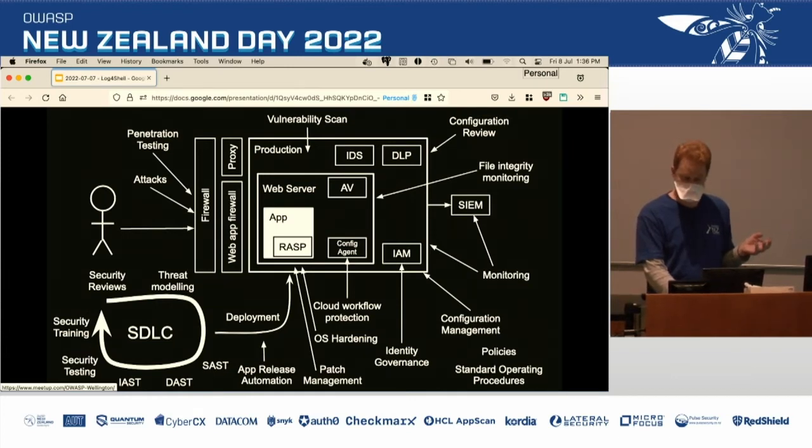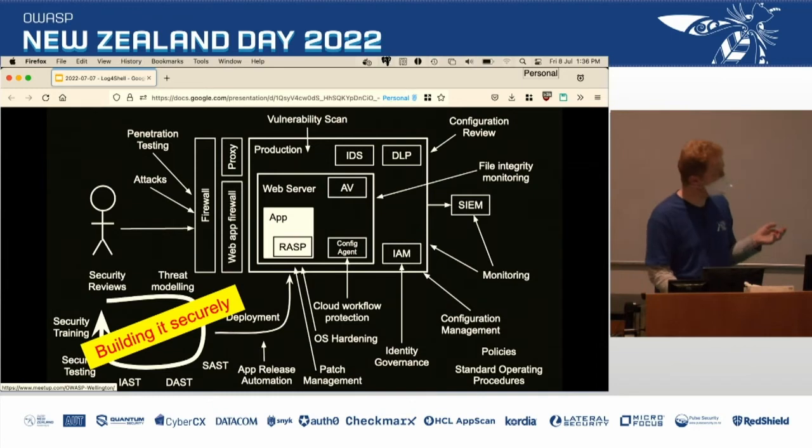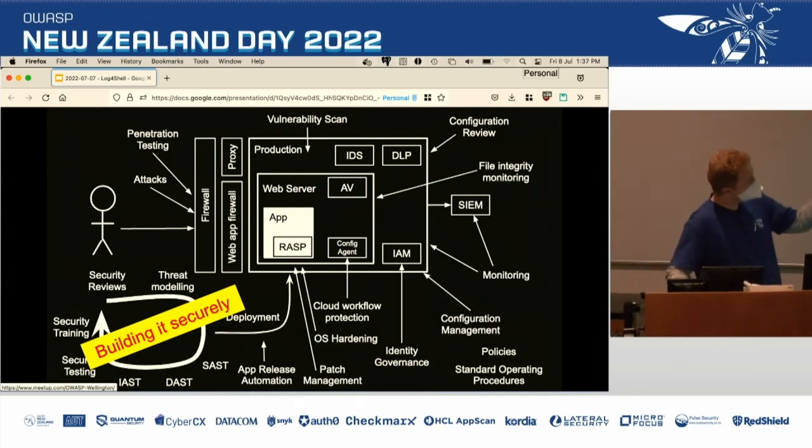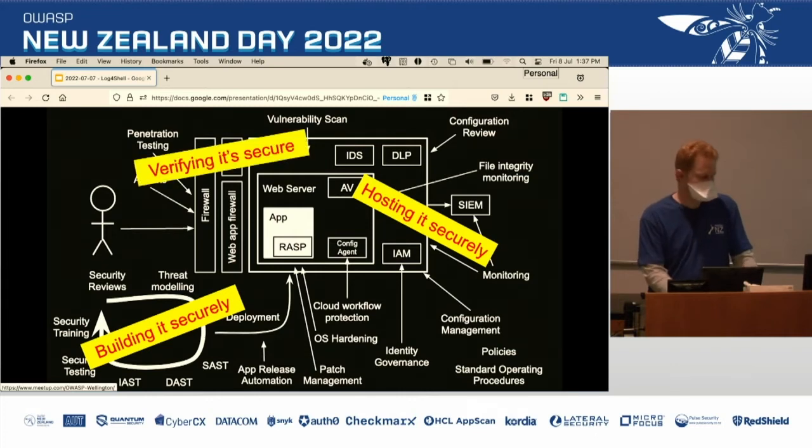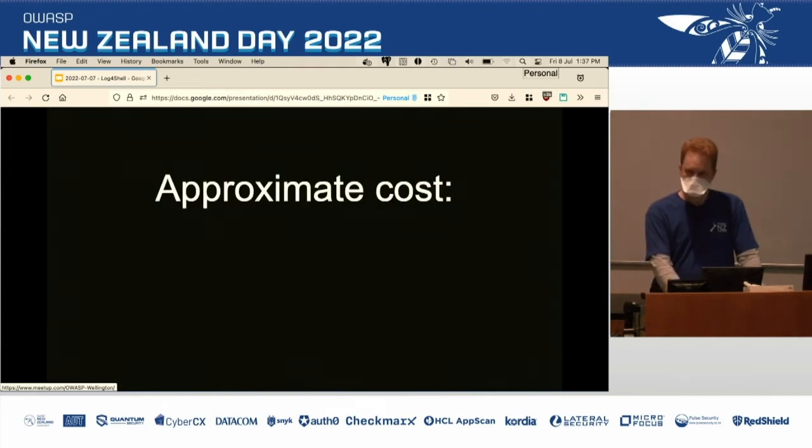Now we're secure. We've got the building it securely stuff pretty nailed. We've got the hosting it securely stuff pretty sorted. And we've had someone come in and verify it's secure. Some of them we even paid to do it. So how much did that cost to take your idea that you had and put it in production?